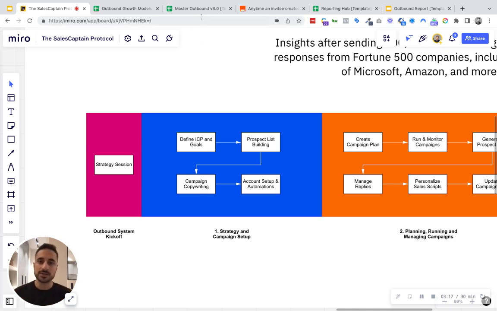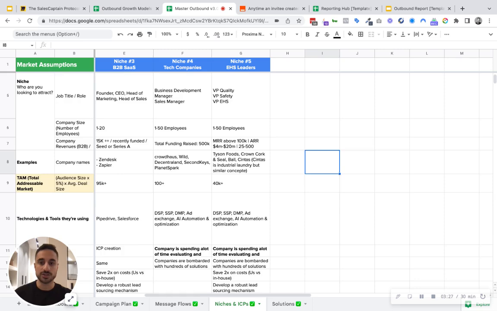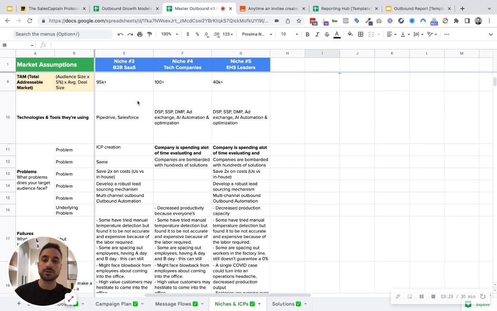So these are the first steps when building the ICP. There's a few different elements that we look into. This is an example of what that typically looks like, and it's things like the industry, obviously, the seniority level, the decision makers within the business, the total addressable market.